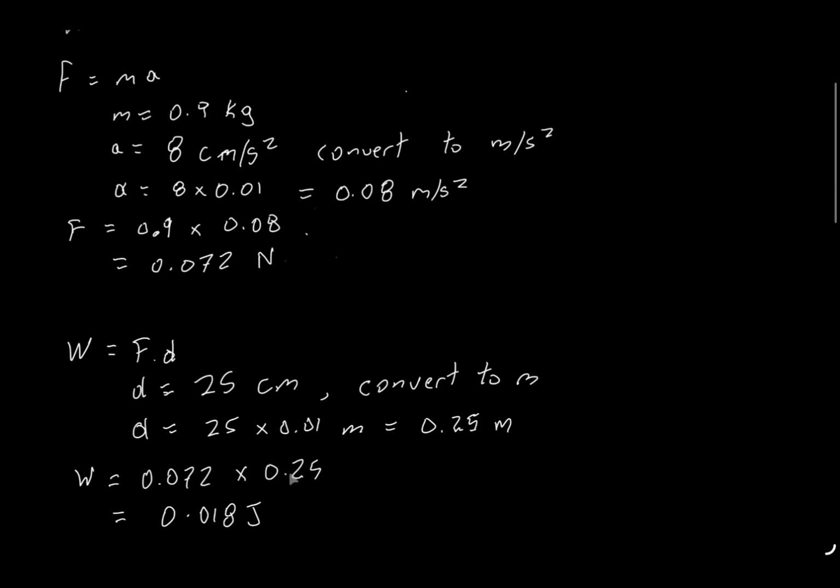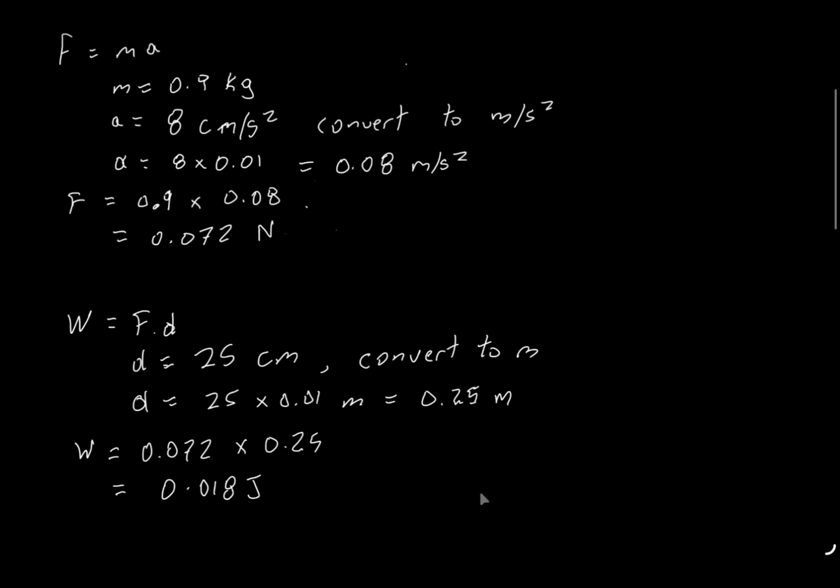So then the work now will be equal to 0.072 times 0.25, and so that will be equal to 0.018 newton meters, which is the unit joules, right? So joules is newton meter, so we write joules as the unit of work, so the work is 0.018 joules.